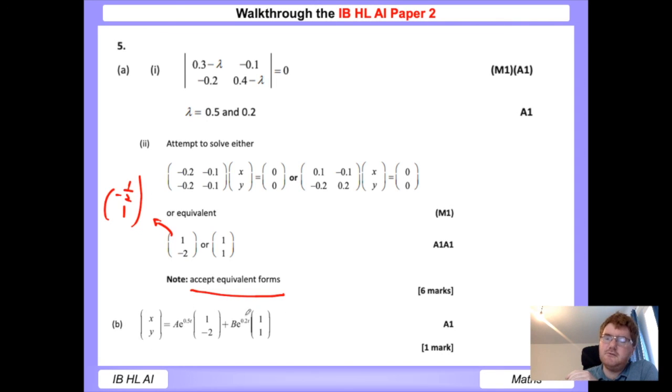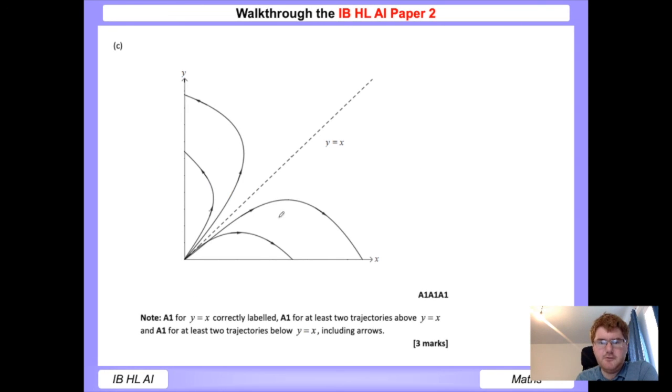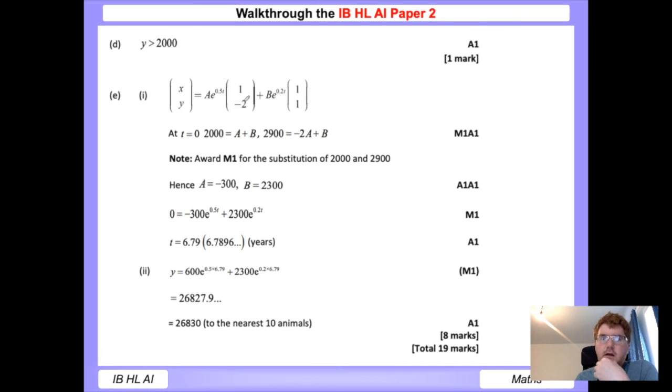We get our general solution, like so. Phase portrait, you can see the line y equals x marked clearly, arrows going this way and then landing onto the y and x axes respectively. y is greater than 2000, and then working through the algebra here to get these marks.